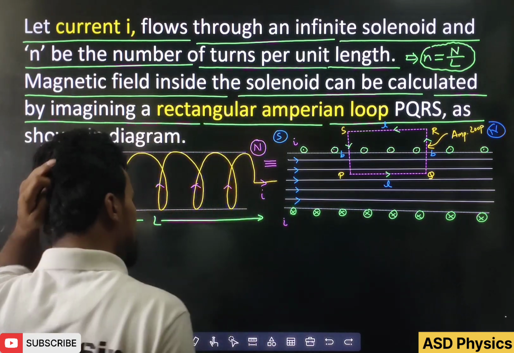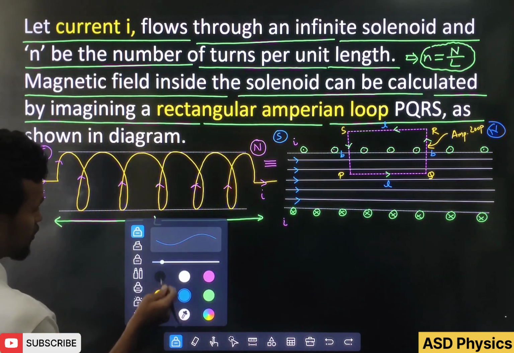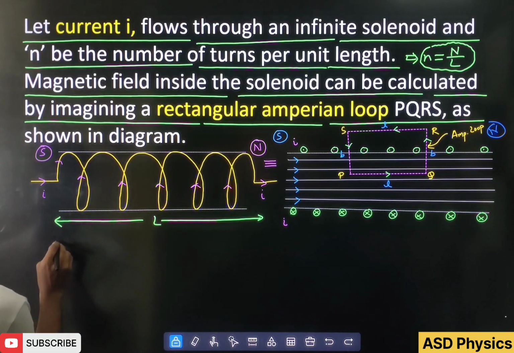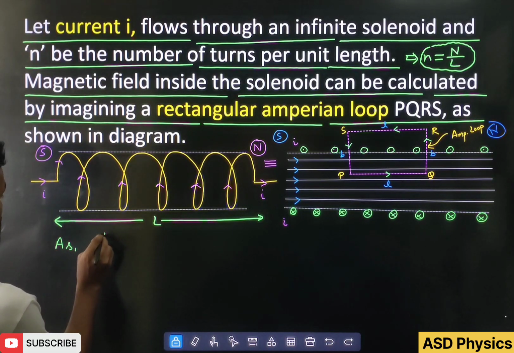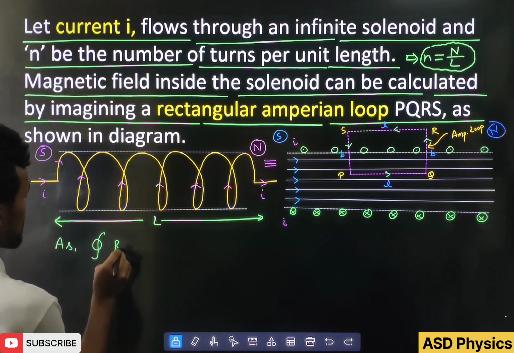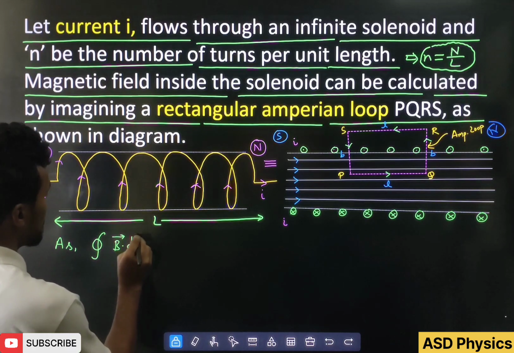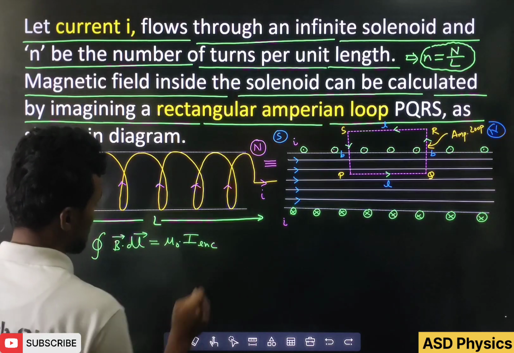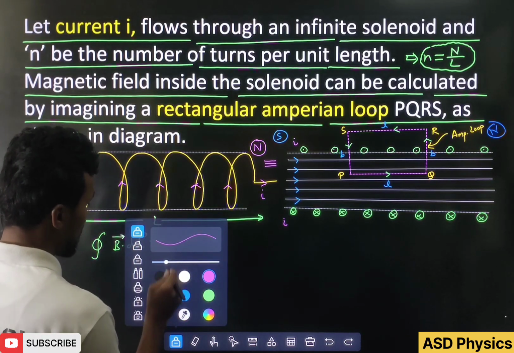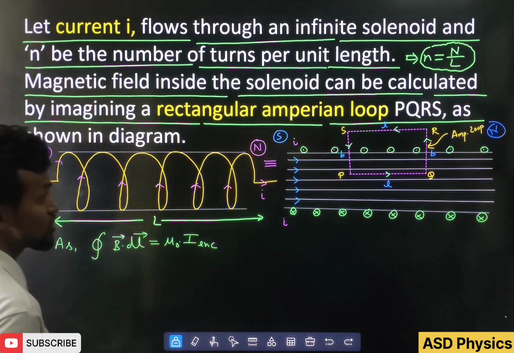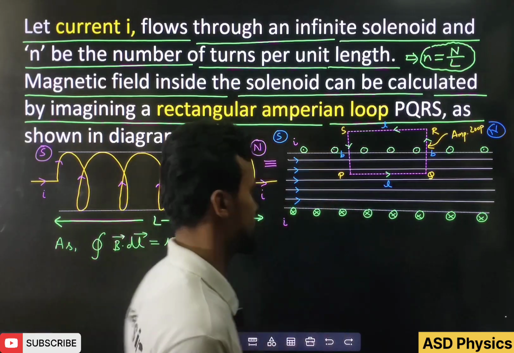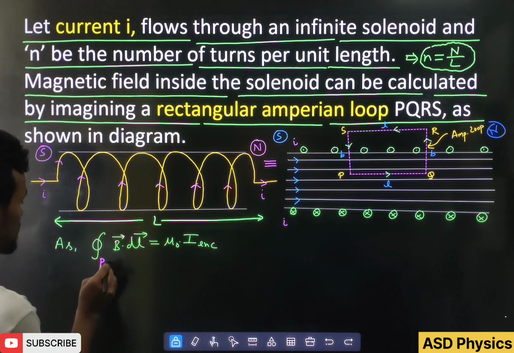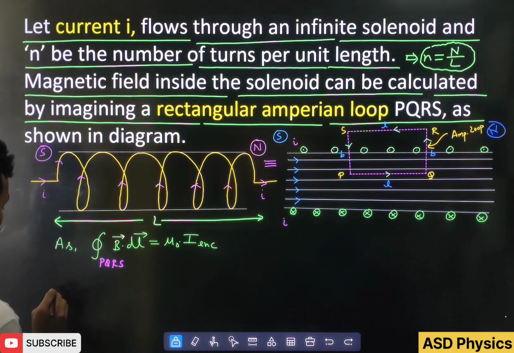Okay, now after that here we'll use Ampere's law. So according to the law, what we know is that the closed integral of B dot dl is equal to mu naught into I enclosed. Is it? Mu naught into I enclosed. Now after that, which loop is there? The closed loop PQRS. So I'll write here, PQRS closed loop.